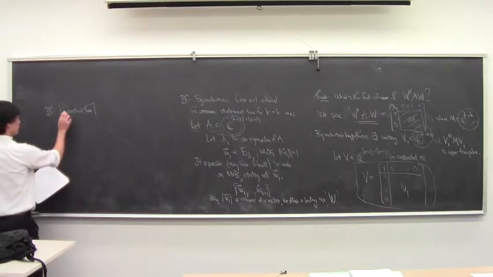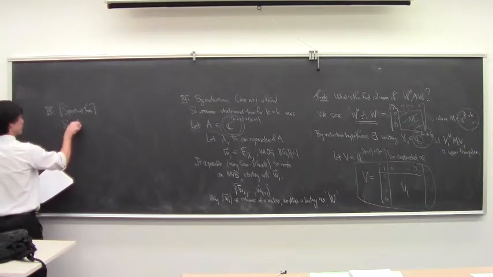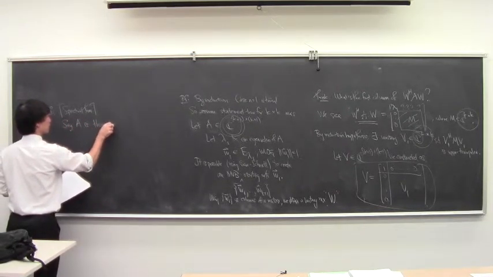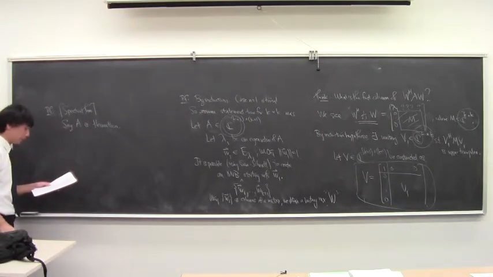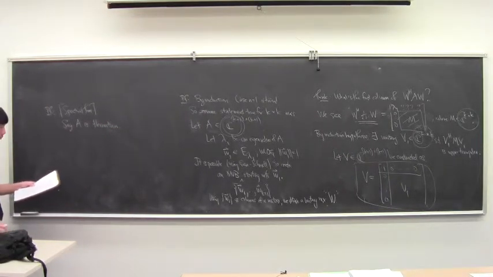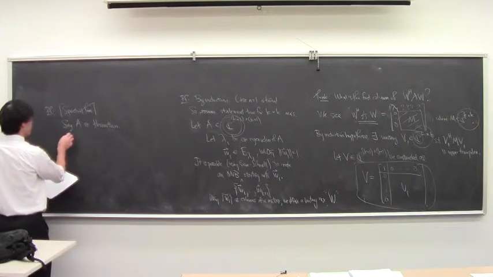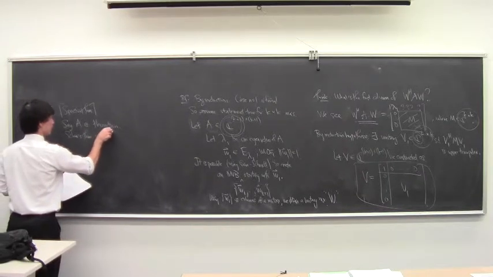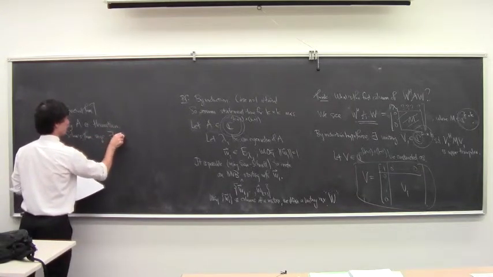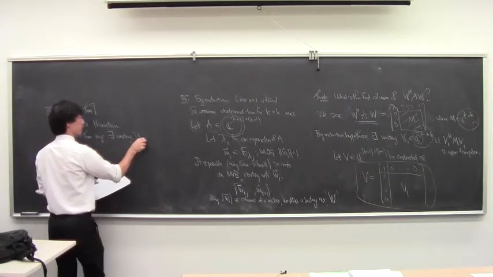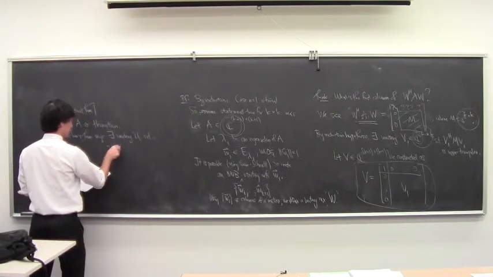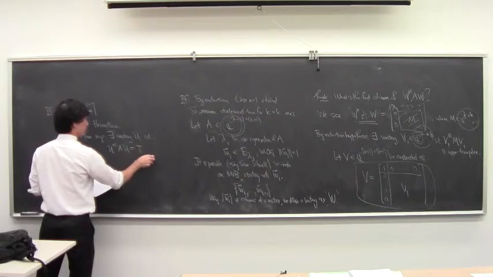Let's suppose that A is Hermitian. Suppose that A is Hermitian. We know by Schur's theorem. Schur's theorem says there exists a unitary U such that U^H A U is upper triangular.